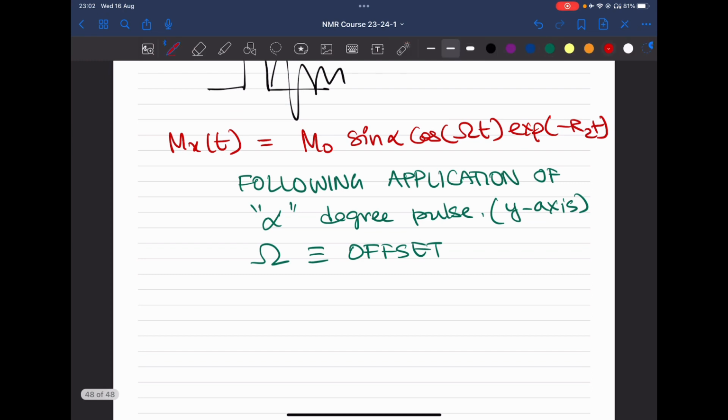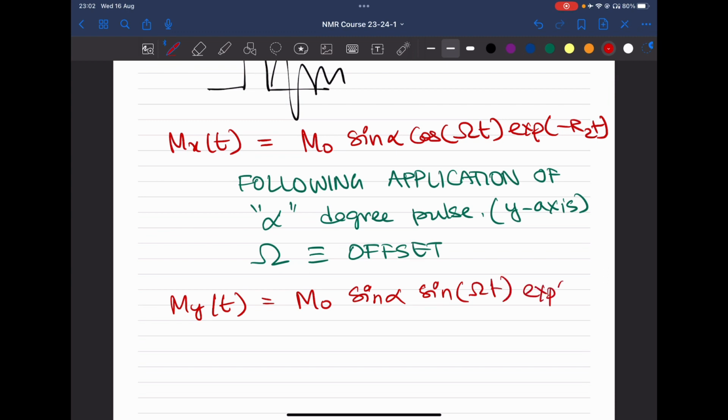Similarly, the functional form of the My magnetization is going to be M naught sine alpha sine omega t exp minus R2 t. What this means is that since you have an offset, that offset will result in the magnetization in the transverse plane precessing not at its Larmor frequency, but at the difference of the frequency offset, which is omega naught minus omega RF.